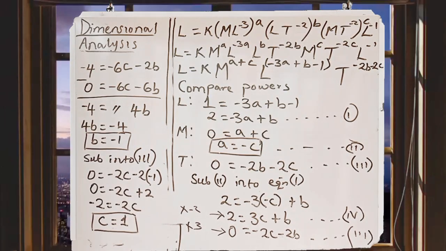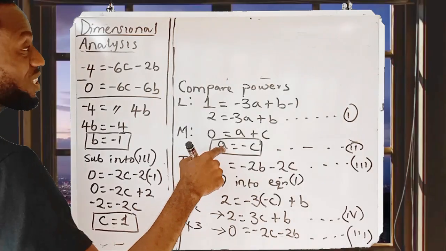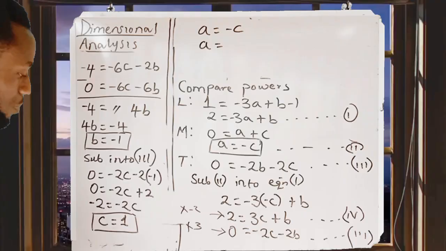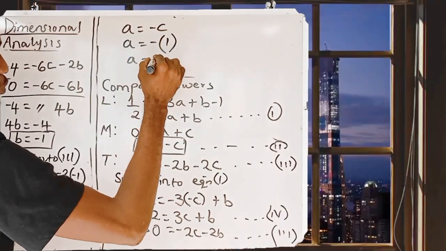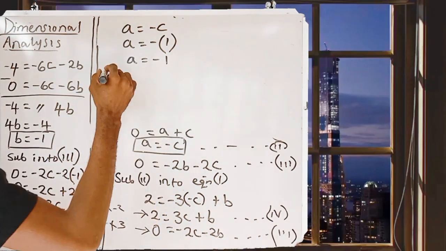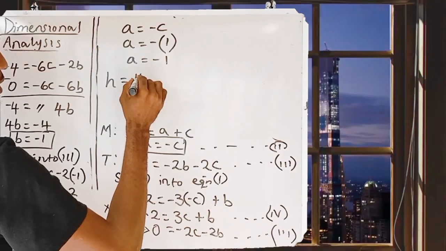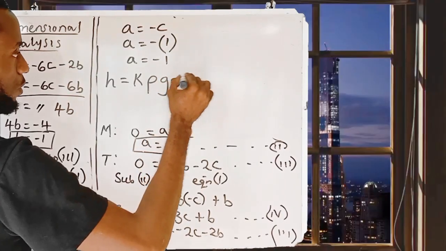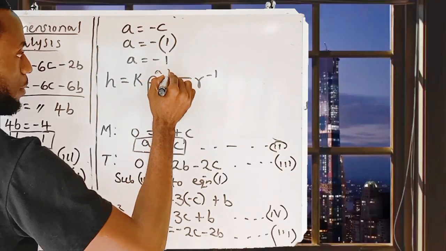Second value obtained. And lastly, we can take it to where we saw c, which is here, a, because we already have b and c. So putting it here, our a becomes equal to negative c, which means that our a will be minus into the value of c, which is 1. So a is equal to minus 1. That means the original equation we had, which said height equals the constant, the density, the gravity, the surface tension, and then the r raised to power minus 1. What we had as their powers were a, b, and c.